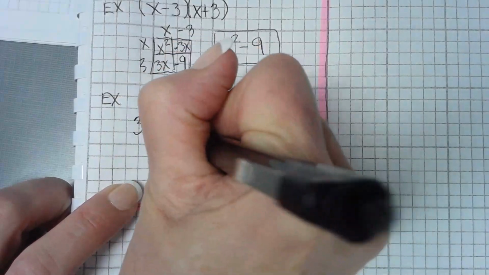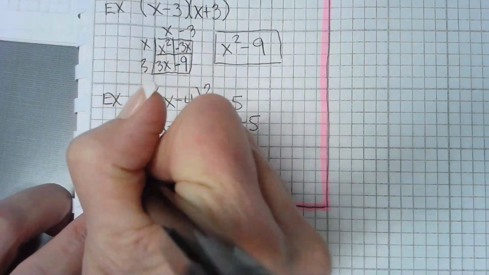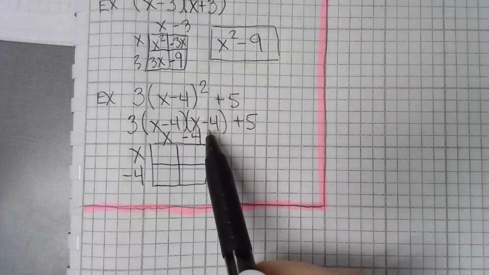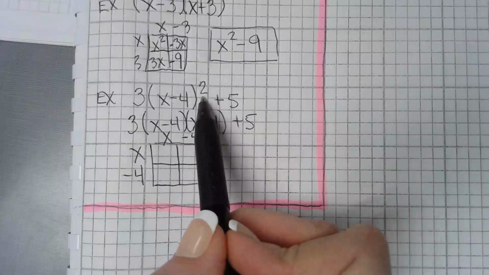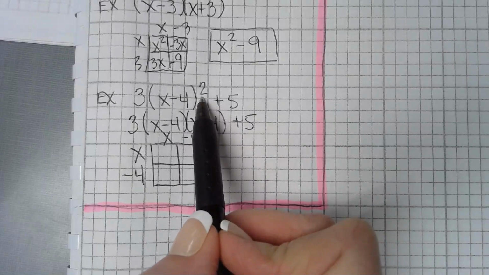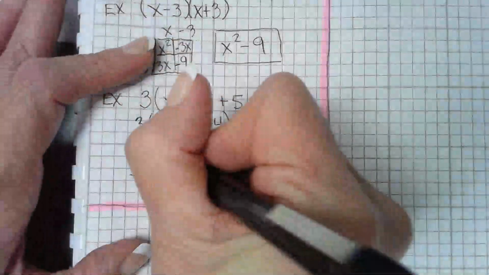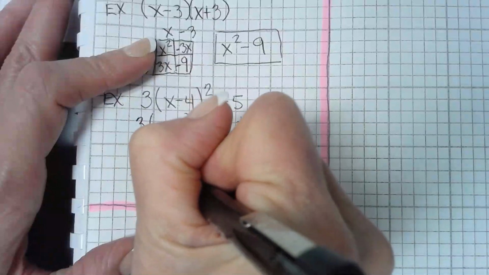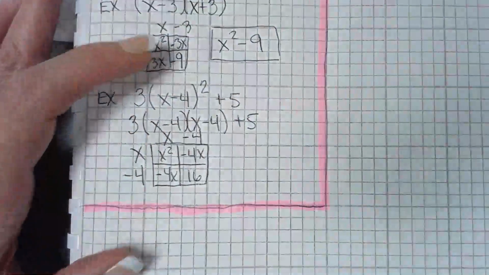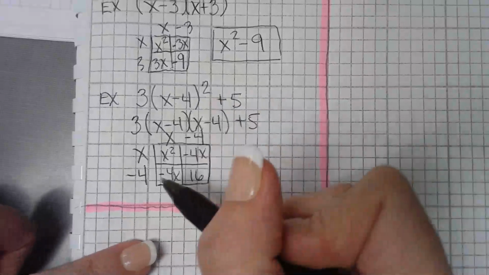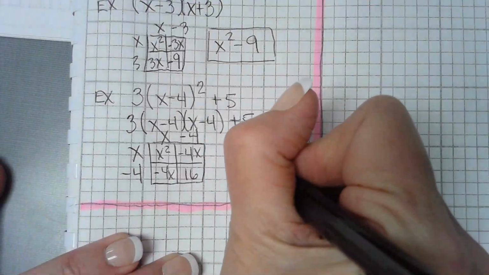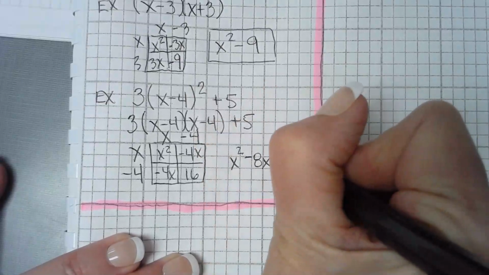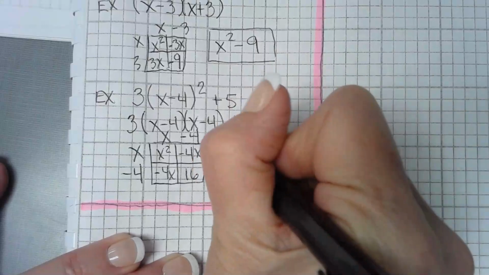We have an x and a negative 4 and an x and a negative 4. Now, y'all, these middle terms aren't going to disappear. They're not different signs. They're the same signs. That's what happens when they just write it in a condensed form, when they just put a square on it. So we've got x squared, negative 4x, negative 4x, and a positive 16. When I combine a negative 4x and a negative 4x, I get a negative 8x. I'm going to bring down my x squared and my plus 16.